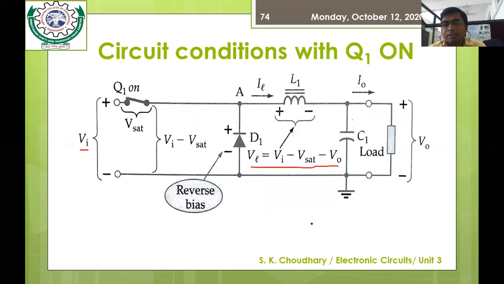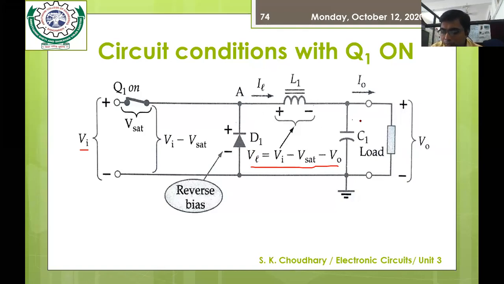Now, what is the function? When Q1 is on, it is working in the saturation region, and some inductor current starts to flow through the inductor. Because of this inductor current, some voltage drops across the inductor, VL, which is positive at the left end and negative at the right end. The polarity of the inductor is clear from this diagram. At that time, D1 acts in the reverse bias condition.